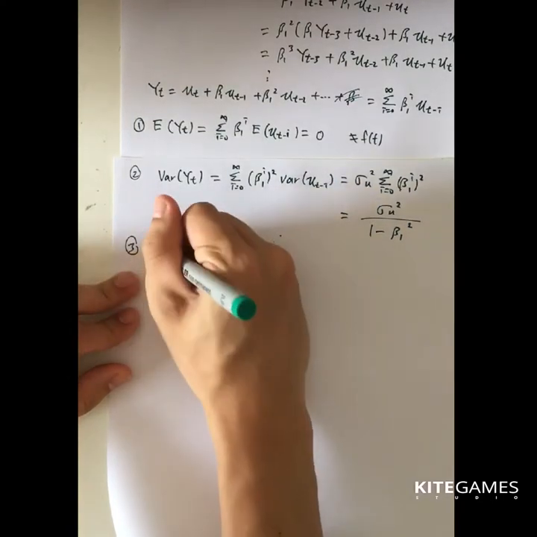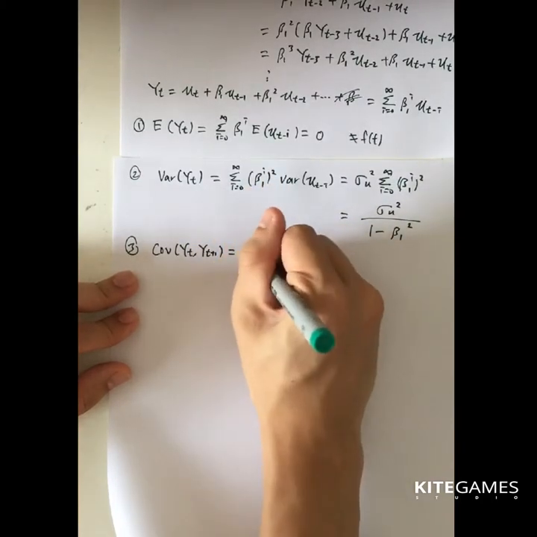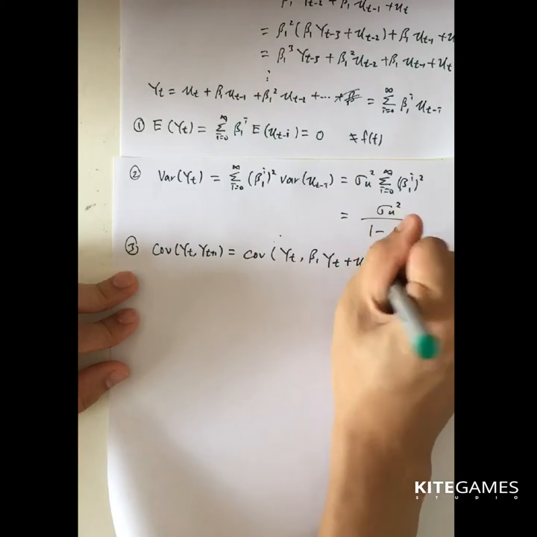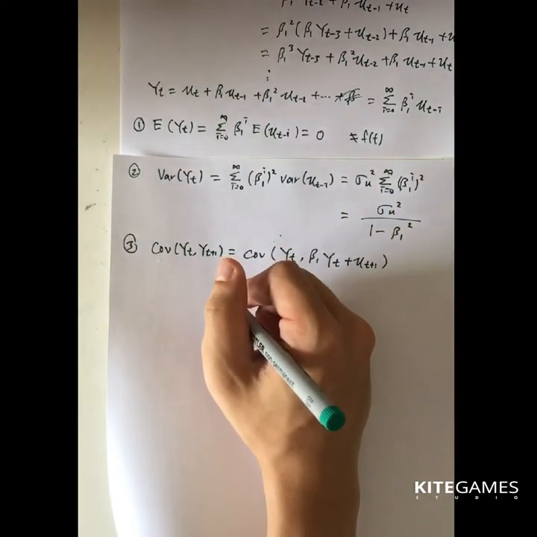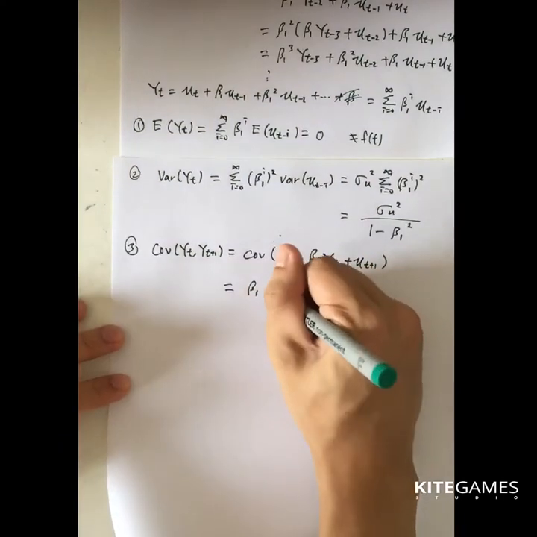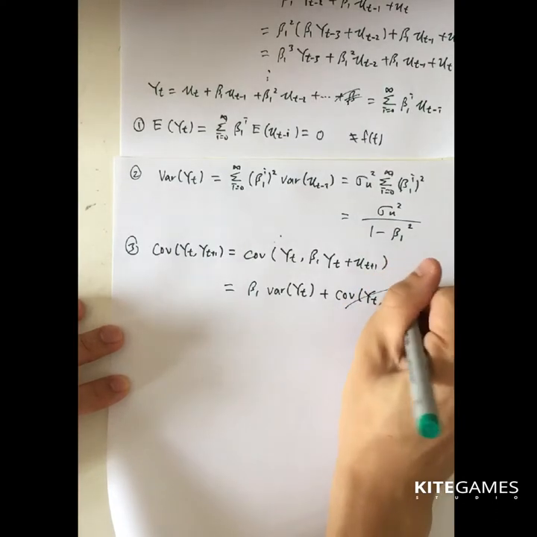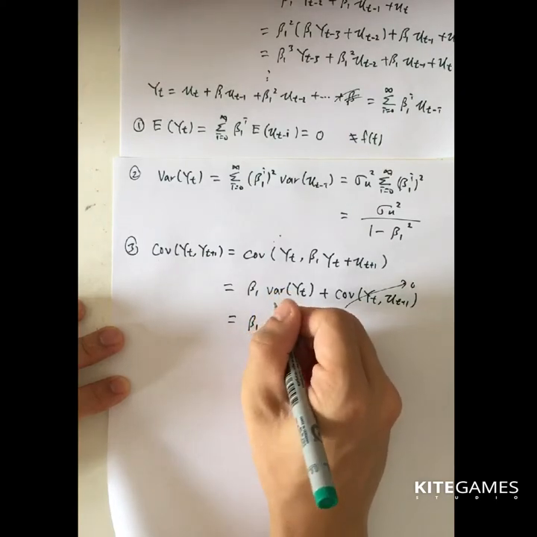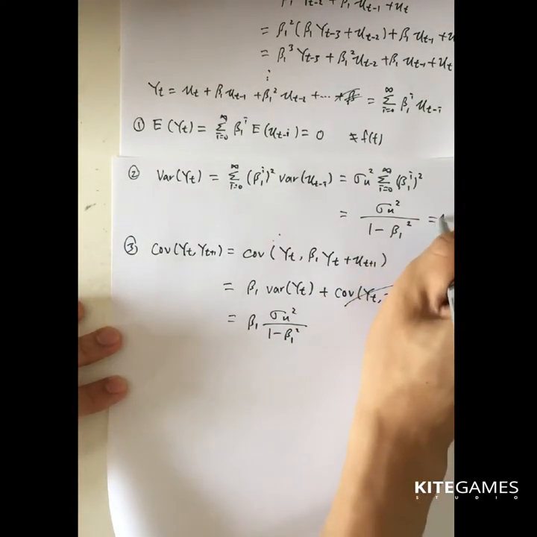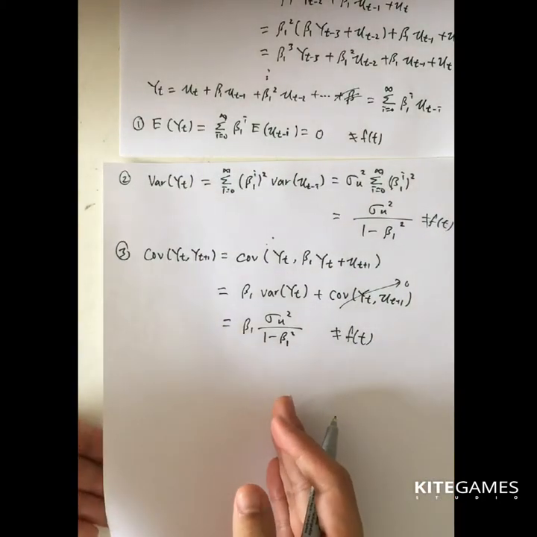So finally, the covariance between y_t and y_{t+1} is equal to the covariance of y_t and beta 1 y_t plus u_{t+1}. Then you can simplify it to beta 1 times the variance of y_t plus the covariance of y_t and u_{t+1}, and this is 0. So what you get is beta 1 times the variance of u divided by 1 minus beta 1 squared. Again, you can see that for both variance and covariance, this is not a function of time. You cannot see time here. So we complete the proof.